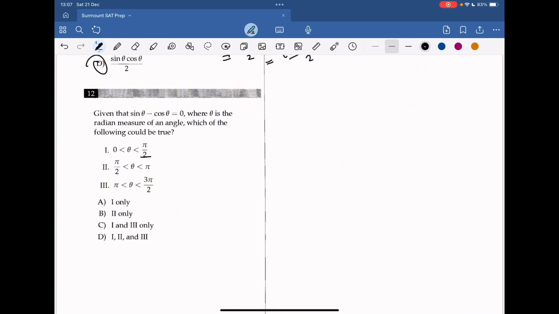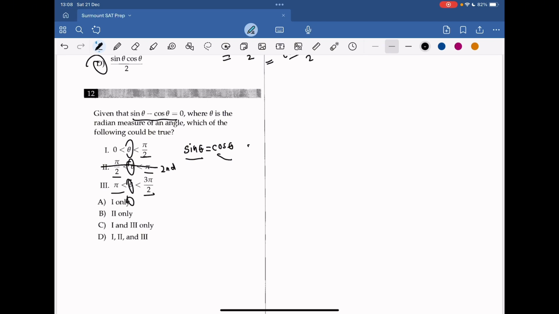You should be familiar with these values here, because they represent the quadrants in which the angle theta can be. So sine theta minus cosine theta is equal to 0. We can rewrite this as sine theta is equal to cosine theta. So essentially the question is asking us which quadrants exist where sine theta is equal to cosine theta, right? For them to be equal, they must have the same sign. So this rules out option 2, because in this quadrant, sine is positive and cosine is negative. This is the second quadrant, so that rules out option 2.